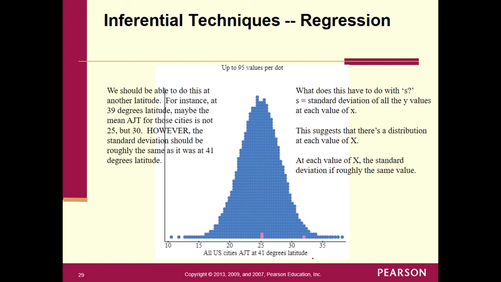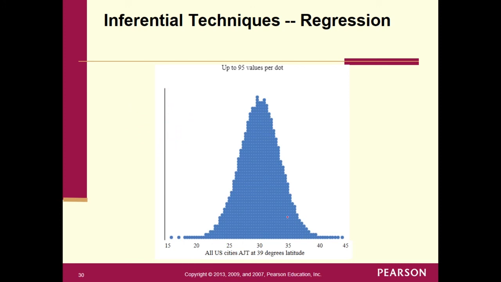I know this goes over the axis, so bear with me. We should be able to do this at another latitude. For instance, at 39 degrees latitude, maybe the average January temperature for those cities is not 25 like it is here. Notice the average January temperature is 25, but it's 30 there. However, the standard deviation should be roughly the same as it was at 41 degrees latitude. So let's pretend to make a dot plot of all the cities, not at 41 degrees latitude, but say 39. So here's all the cities at 39 degrees latitude. Notice it's at 30, the center.